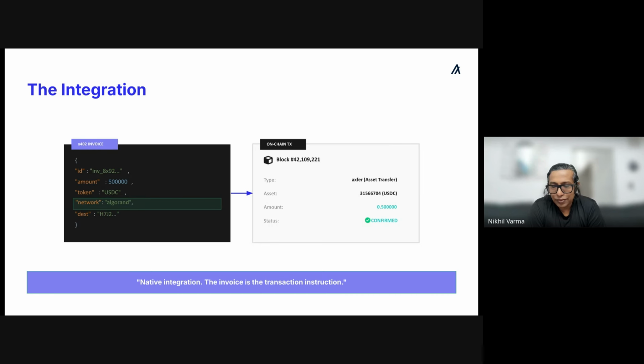the invoice would be a transaction instruction. It would no longer be a document. It would be a direct command. It will be a transaction record on chain on the platform. So that's going to be a big difference between traditional invoicing as compared to instant on-chain settlement.